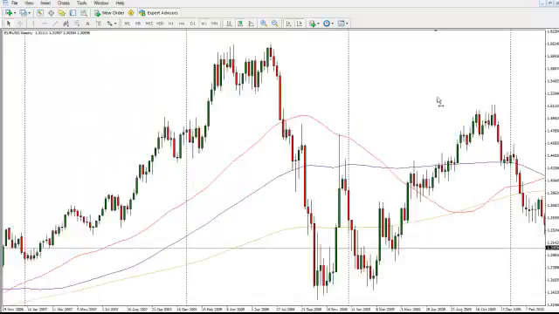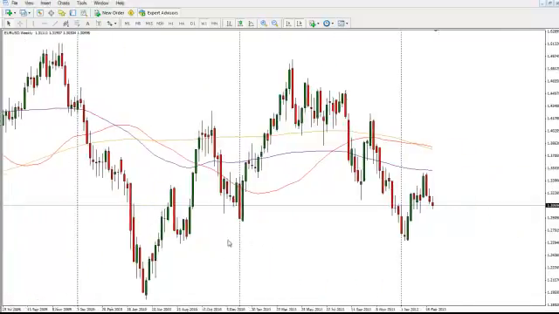Okay, let's start with EURUSD. Because it's a weekly outlook over the next few days, there's no point in going too much into detail on the weekly chart. What I'll mainly be focusing on is last week's weekly candle.